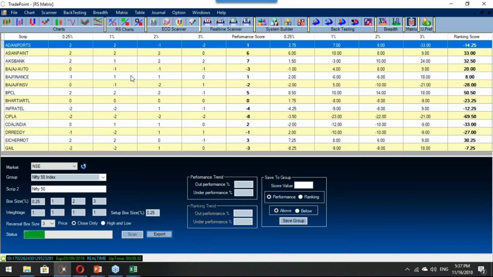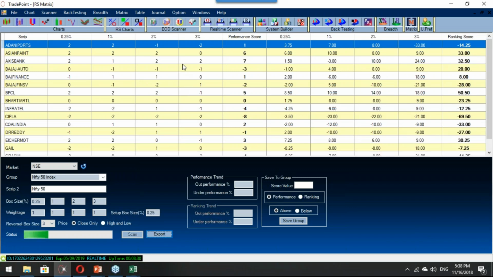So what we are trying to do here is trying to identify stocks that are outperforming the Nifty. So if you have a bullish bias, you can look for candidates which have a score of greater than 4 in the performance matrix. Or if you're bearish, you can focus on candidates which have a score of minus 4 or more. So here you can do the filtering.